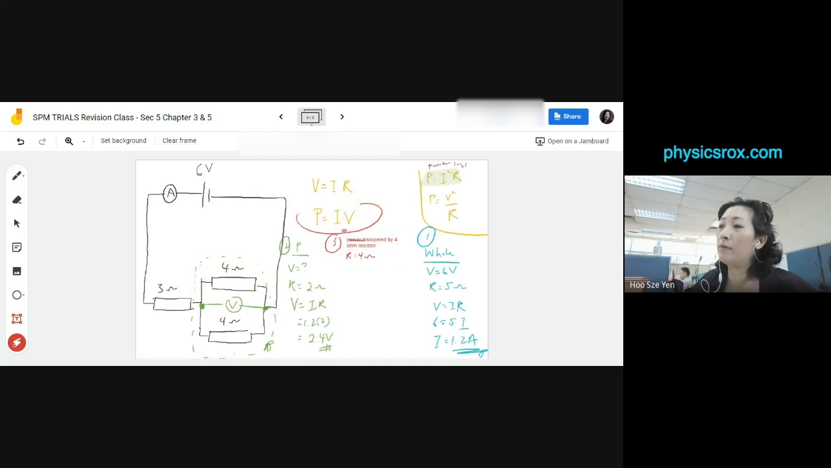But obviously, we're going to use the P equals IV formula or the I squared R formula, whatever. Because it's power, that means your power is for this component. You take the I that flows through this component only and the V for this component only. So let's see what's the easiest way to solve this. Do we know how much current is flowing through a single 4 ohm resistor?